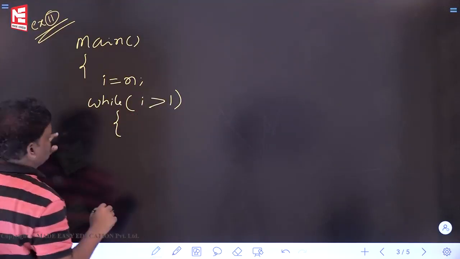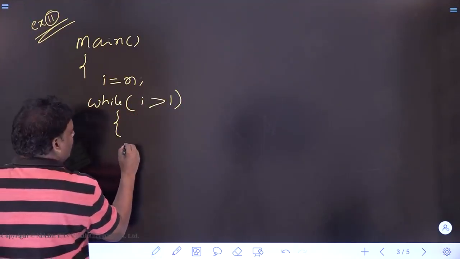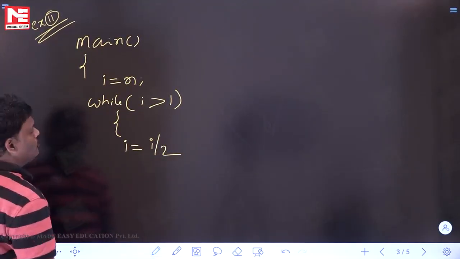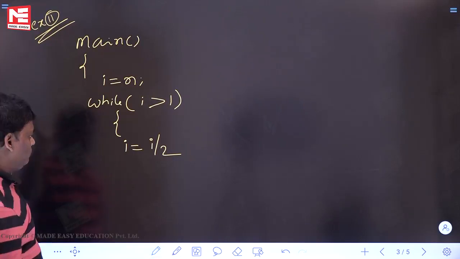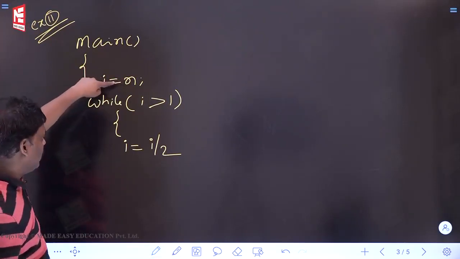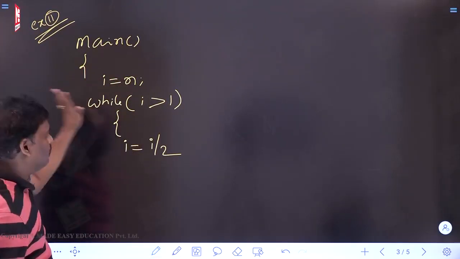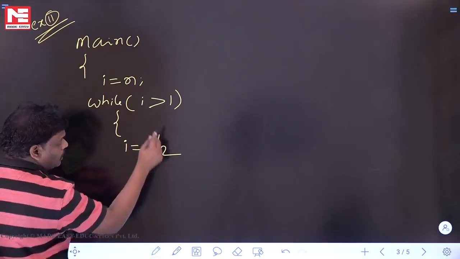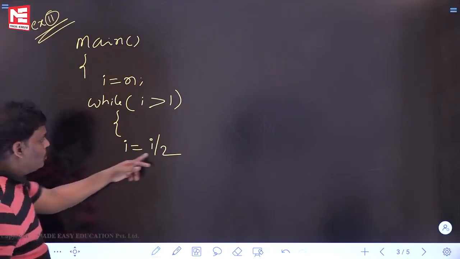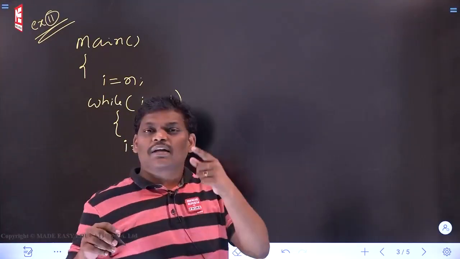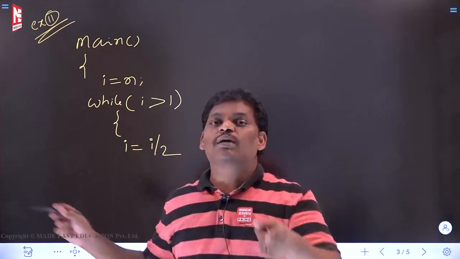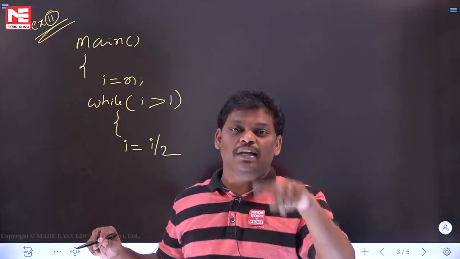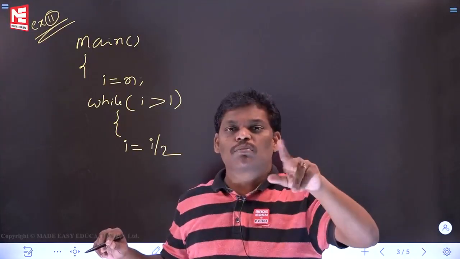You know this very well, these are small things. Now see the answer. I is equal to I by 2. Because I is already bigger, I have to decrement. Am I decrementing I minus 2 or I by 2? I by 2. Suppose I value is 1000. 1000 minus 2 is going to be 998. 1000 by 2 is going to be 500.